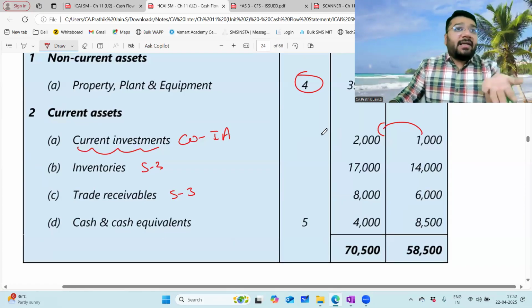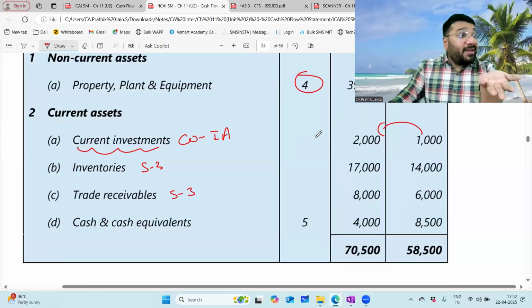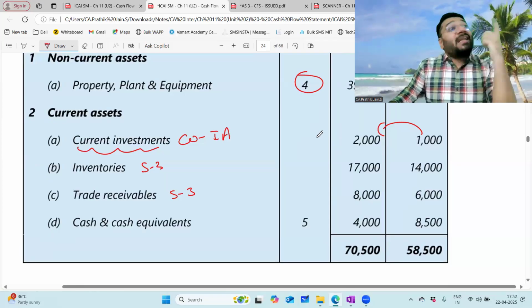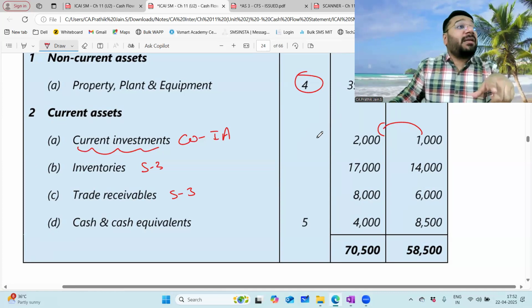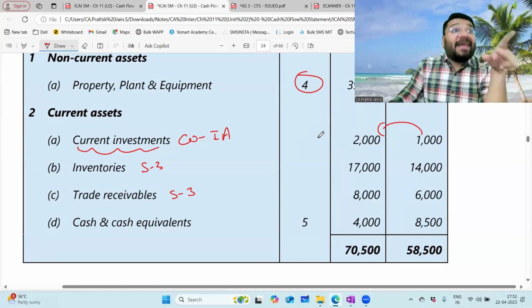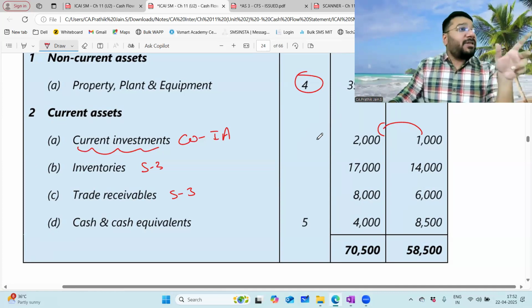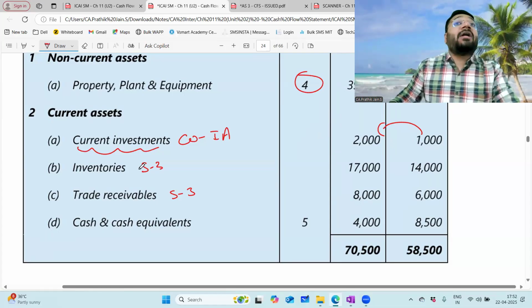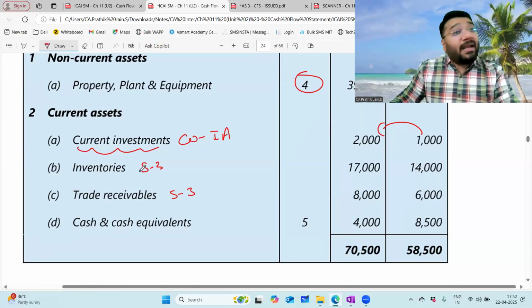Current investment is also current asset, no? Will I put it in segment 3 here? No, because this belongs to investment activity. Here, what are we bothered about? Which current asset? Operating current asset. Now are you able to get a better picture? Yes. Inventory belongs to which activity? Operating activity. Can I take it to segment 3?